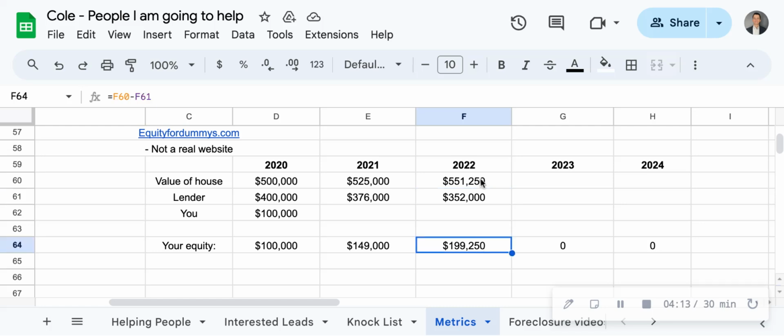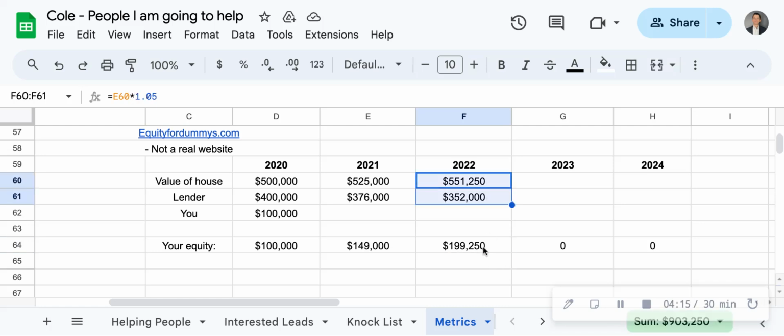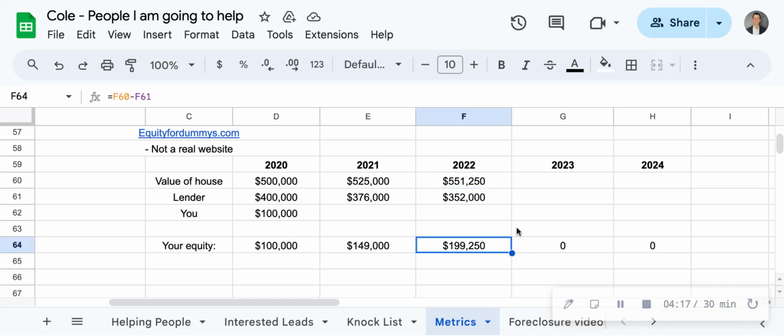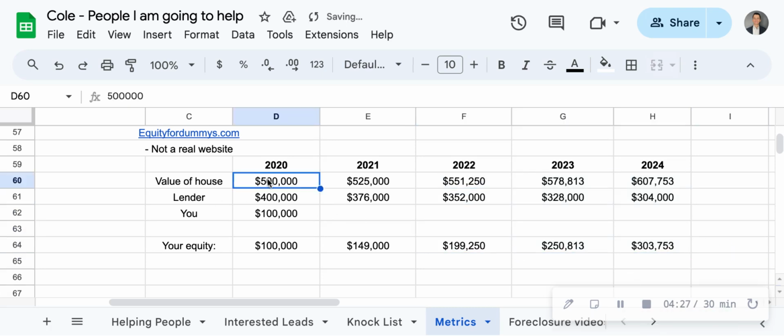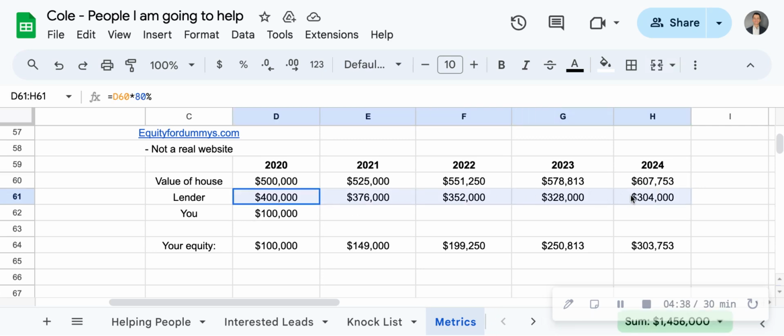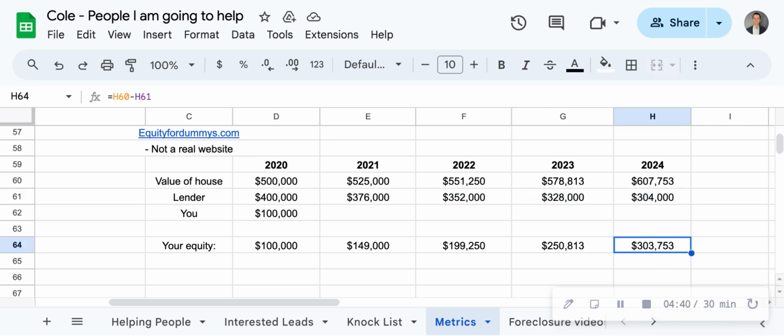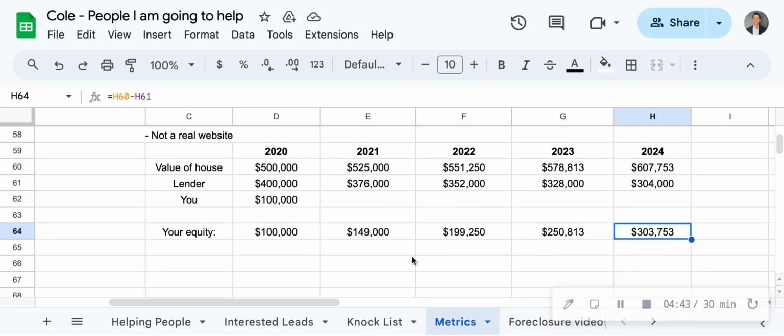Now, since it went up in value, let's say you sold that very day. Well, you have to pay your agent fees and whatnot, your closing costs, but that's how much your equity is now. So now let's drag these all the way across. Your house goes up consistently in value 5% a year, four years in or five years in or whatever. Your house is now worth $607,000, but you've been paying down your mortgage that whole entire time. So now your equity is $303,000. Does that make sense?